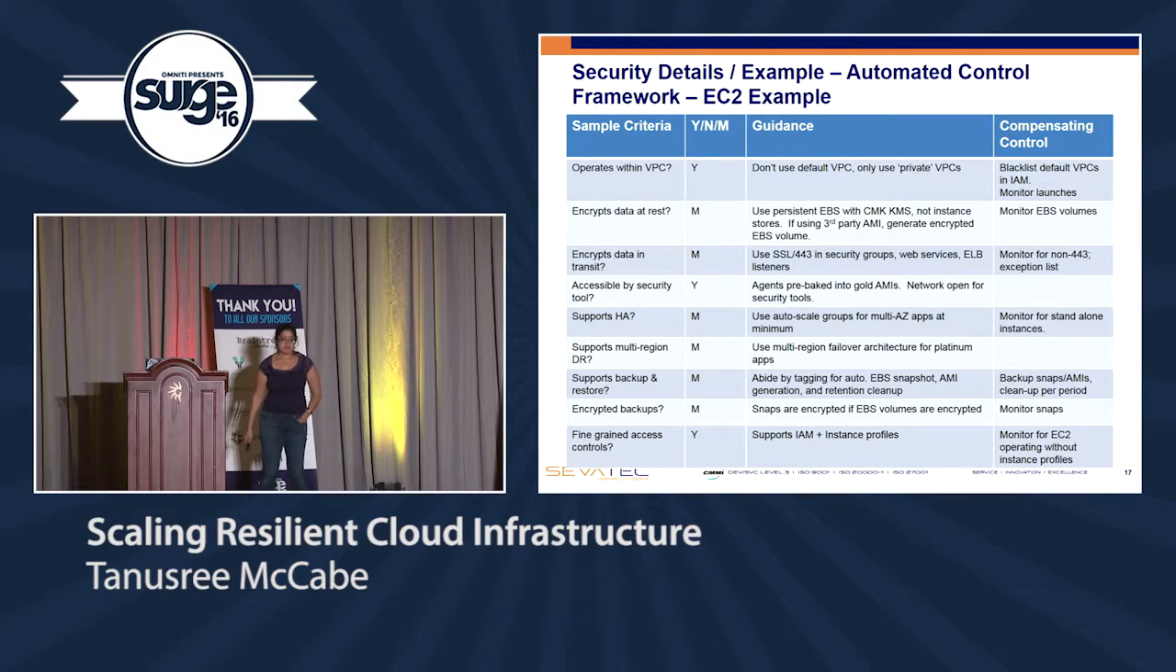So here's an example of just looking at EC2. Earlier, someone in the room mentioned servers as part of infrastructure. So this is just a couple quick questions around how you could go through determining your framework for EC2. So criteria of does it operate within the VPC, does it encrypt data at rest, that sort of thing.